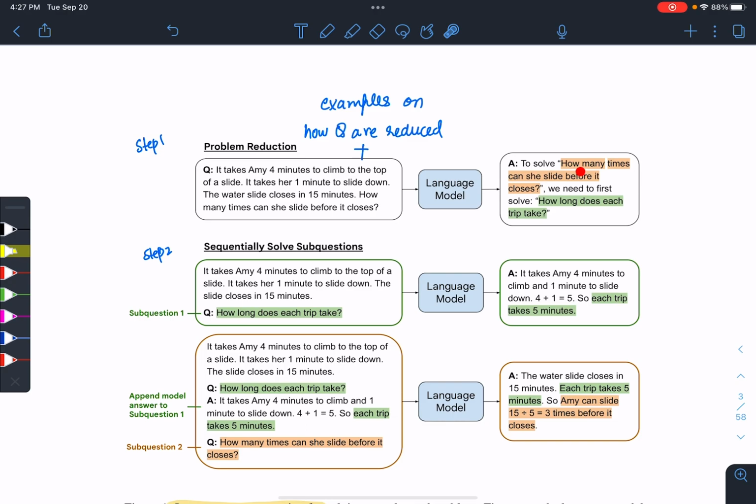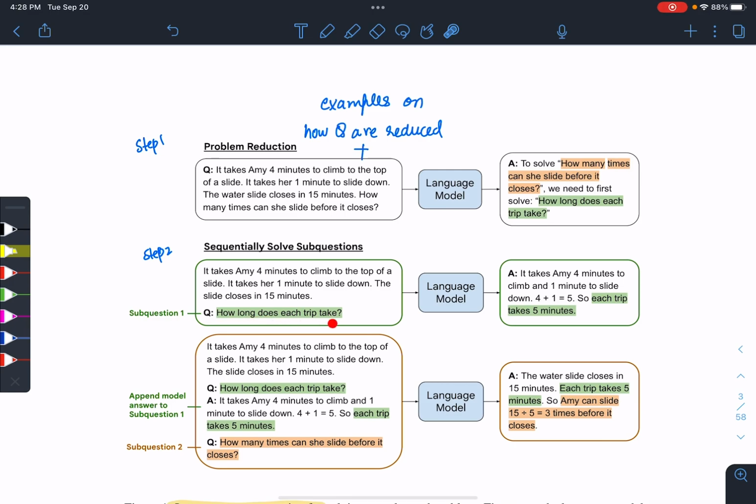So now to solve how many times she slides before it closes, we need to first solve how long each slide trip takes. Now you take this question and concatenate it with this question. Okay, so that's the sub question. The first step deals with problem reduction. The second step deals with answering those sub questions.